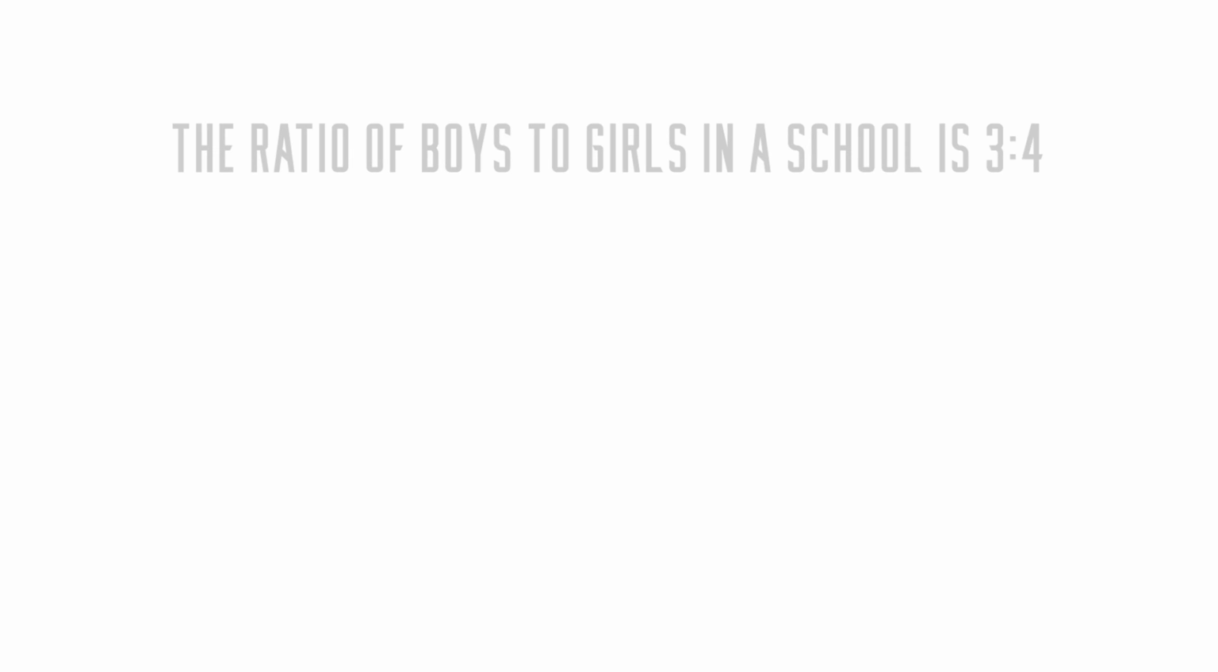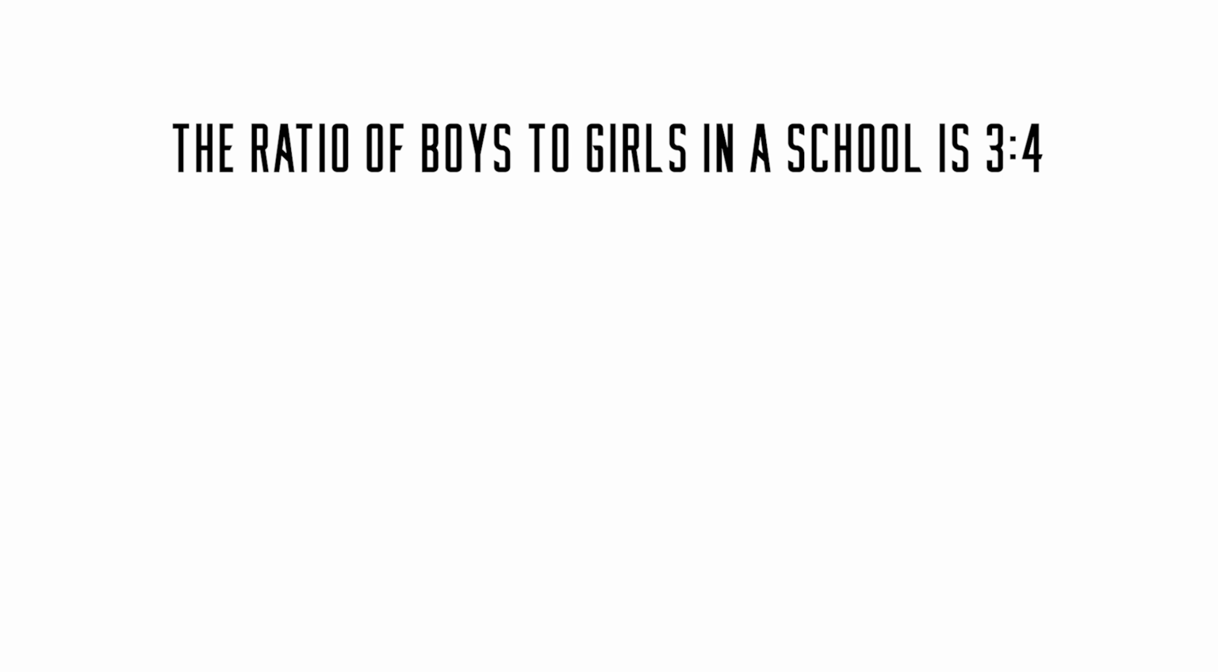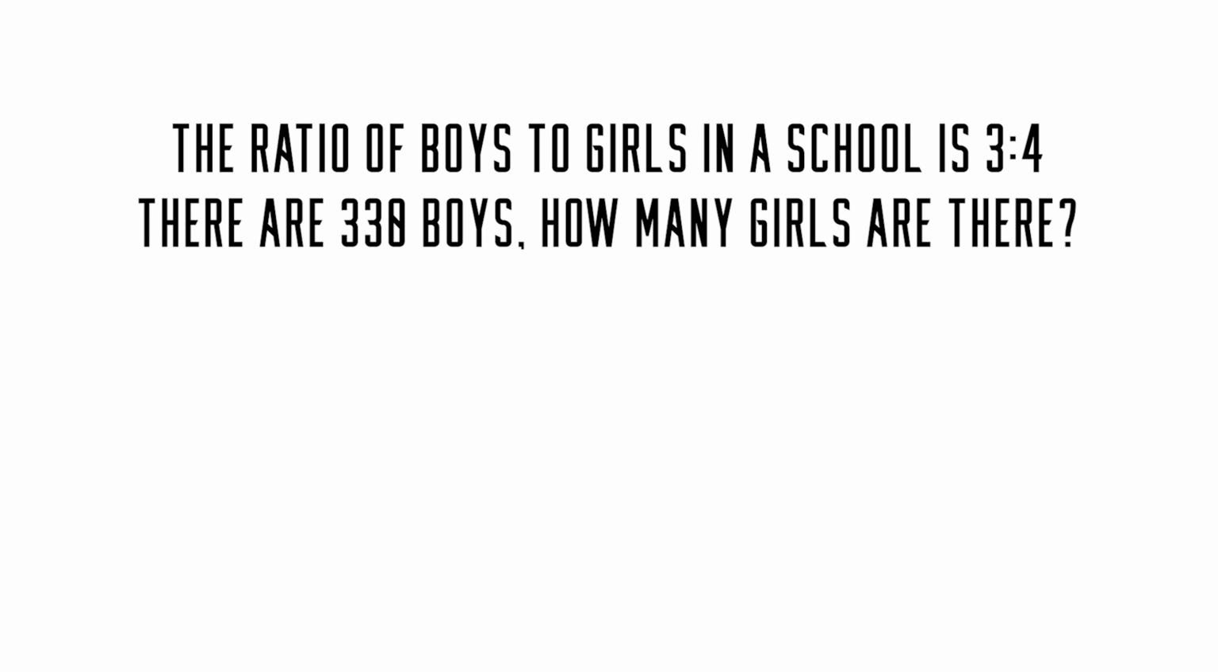If we look at another example problem: the ratio of boys to girls in a school is 3:4. There are 330 boys. How many girls are there? Again, we are given that 3 parts are equal to 330 boys. If we find out what one part is equal to, then we can solve the problem.